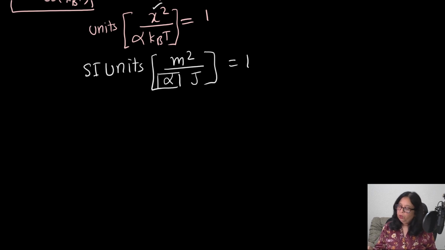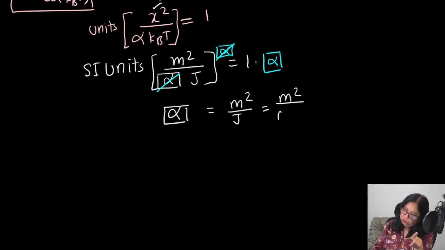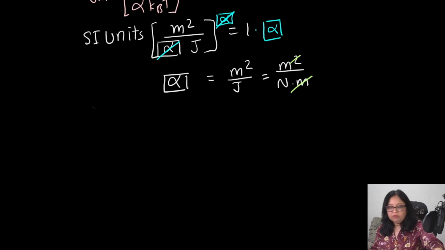Go ahead and multiply both sides of the equation by the SI unit of alpha, which I'm representing by alpha in a box. What this does is cancel out alpha on the left-hand side. Let me swap the left and right sides. That gives me alpha equals meter squared over joule. Now what is joule equal to? Joule equals newtons times meter. This cancels out one of the meters at the top. What do I have now? Meter divided by newtons.